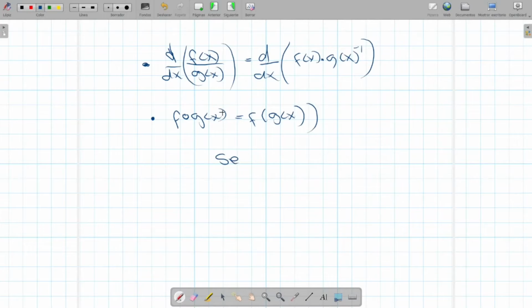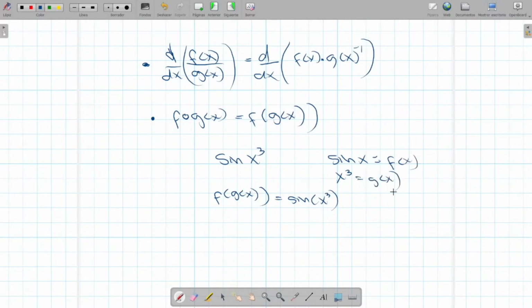Imagine you have sine of x cubed. This can be considered as two functions. One is the sine of x, the other one is x cubed, and we have done f composite of g of x, where we have done sine of x cubed. This was f, this was g of x.